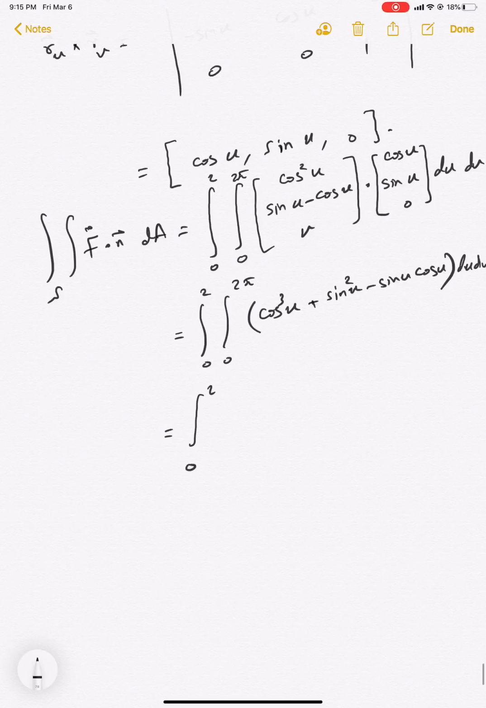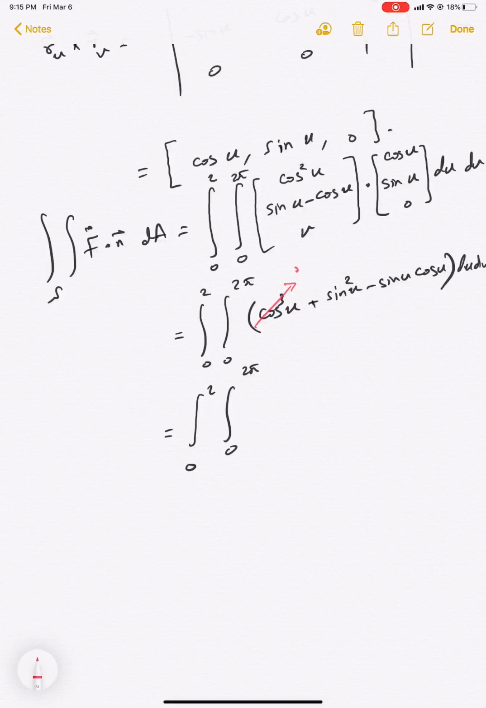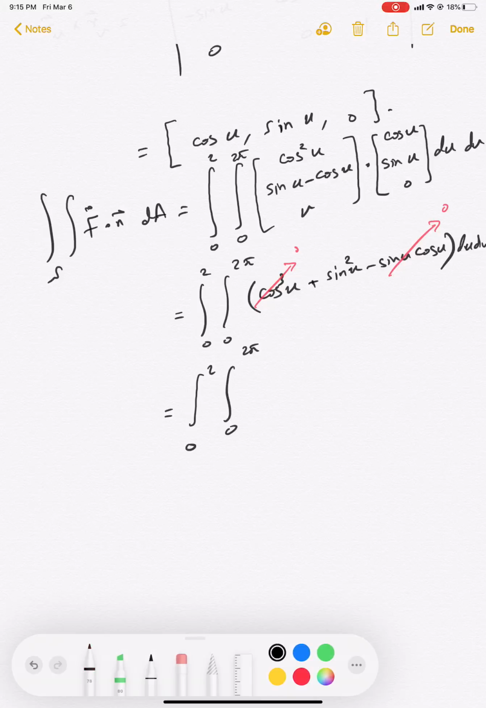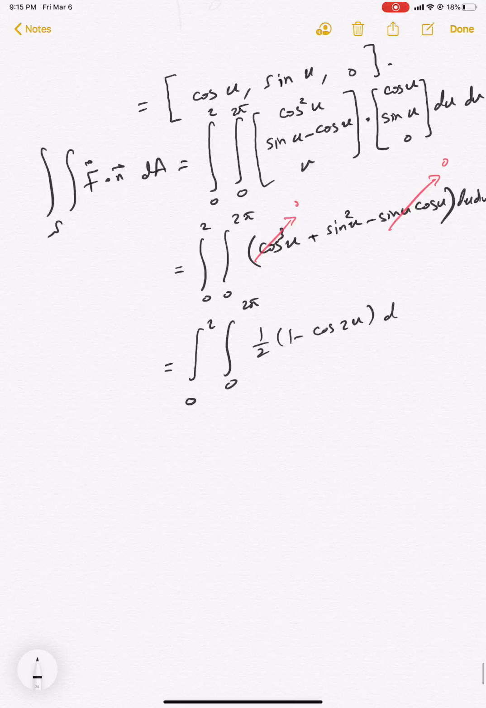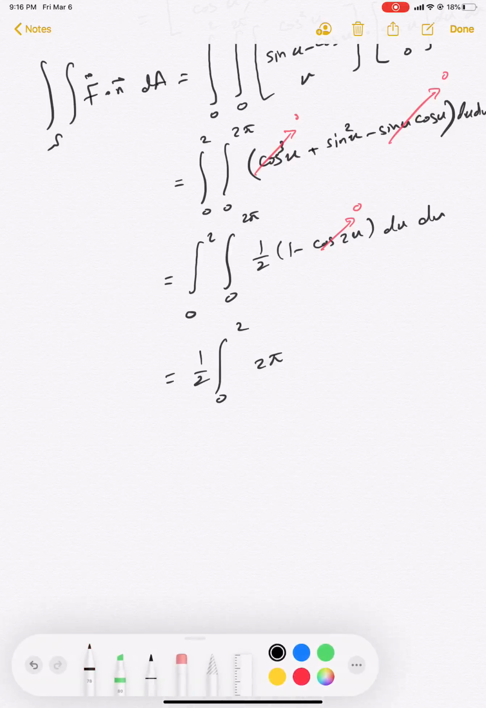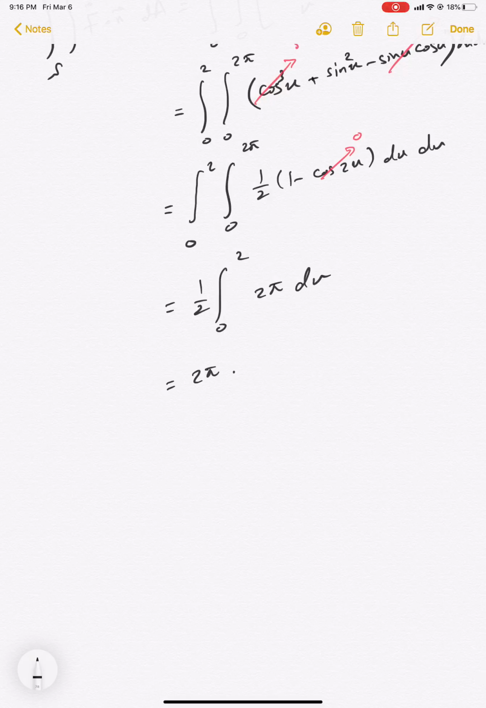Now this becomes the integral from 0 to 2, the integral from 0 to 2 pi. If we integrate cosine cubed, it will give 0, and I will explain this in detail. And if you integrate sine u cosine u, it will also give you 0. So the only remaining term is sine squared. To integrate sine squared, we write it as one half of 1 minus cosine 2u, du dv. This is the half, integral from 0 to 2. The 1 gives you 2 pi, and again the cosine will give you 0. When you integrate the cosine, you get sine, and after substituting the upper limit minus the lower limit, you get 0, dv, and this is just 2 pi. So the final answer is 2 pi.